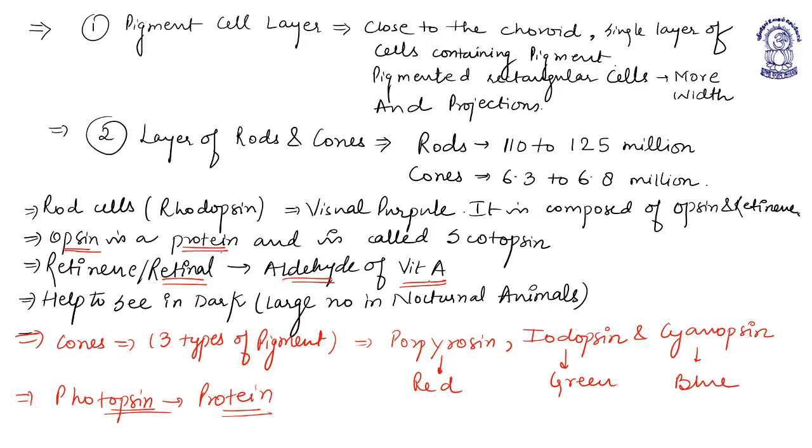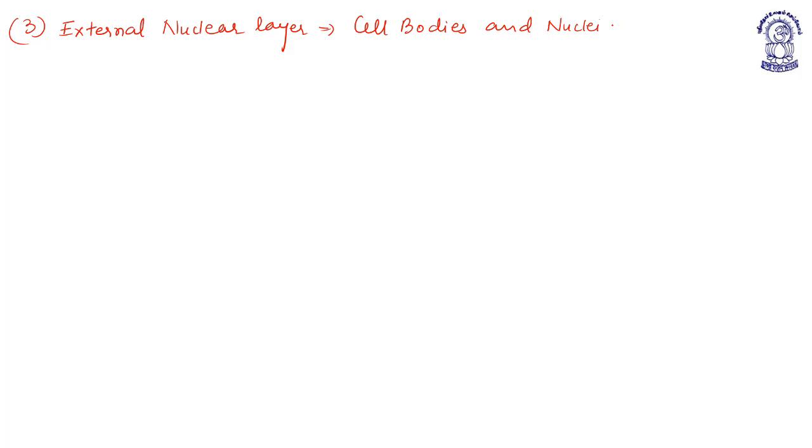Okay, is that clear? Now, the third layer is the external nuclear layer. It mainly contains cytons, or cell bodies and nuclei of rod and cone cells.